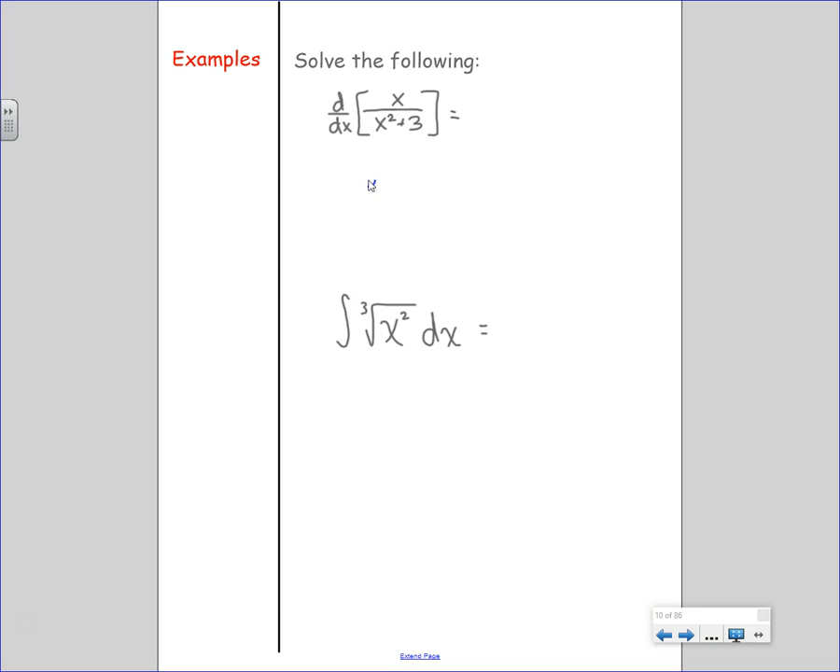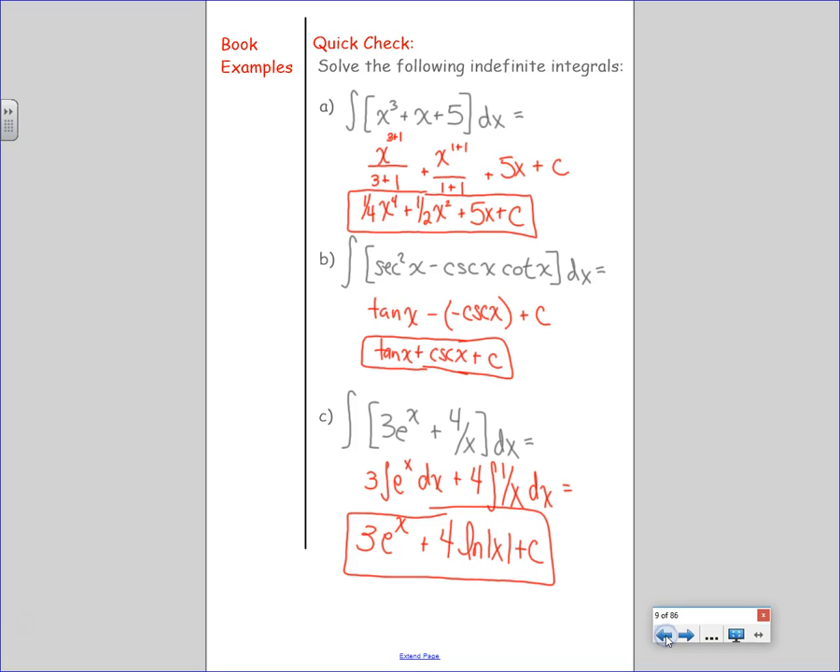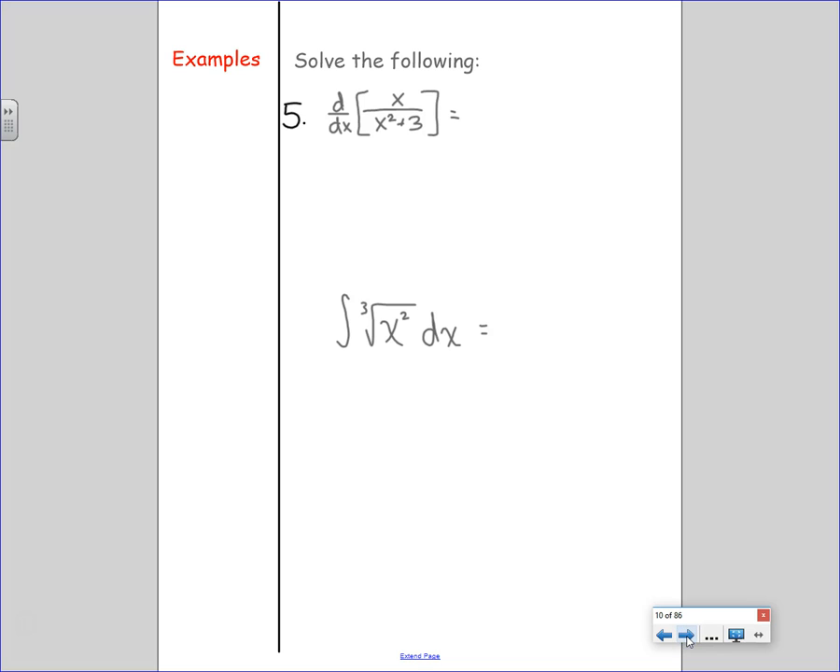So let's go back to some other more interesting ones. I'm going to call this example 5, because the one on the page before from the quick check, we could call number 4, A, B, C, if you want to do it that way. So it's number 5 as far as our examples. Now hold on, there's no integral. I know.